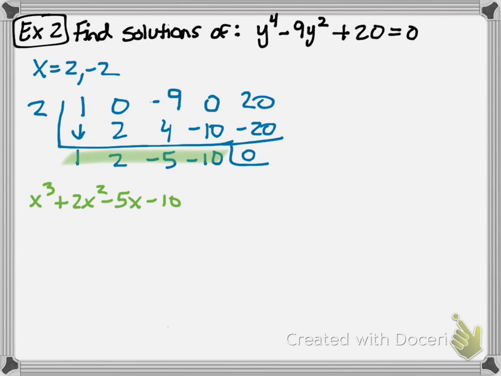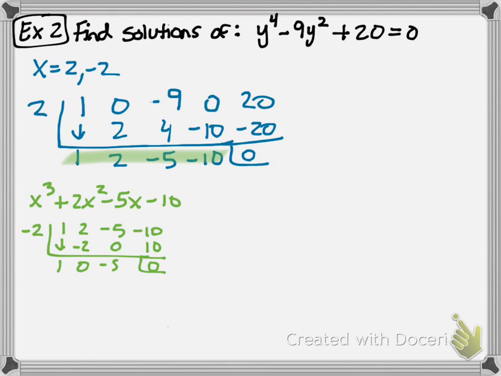So when we're doing that, now I'm going to try negative 2. So we have negative 2 here. So we're going to do synthetic division again. 1, 2, negative 5, negative 10. We're going to bring down our 1, so we have negative 2. Negative 2 times negative 5, oops, it's positive 10, which gives me 0.